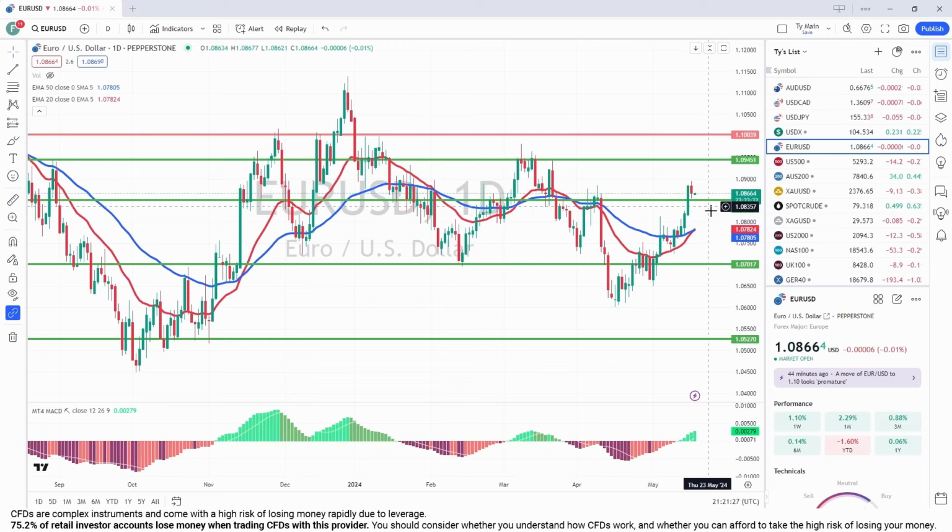But if we roll over at this point here and start to weaken, we see a series of lower highs and lower lows on a smaller time frame, I'd be aiming for the 20 moving average, which is around that sort of 108 level on the euro.